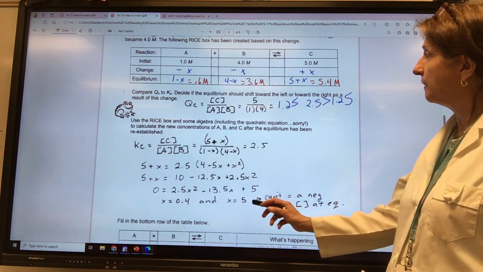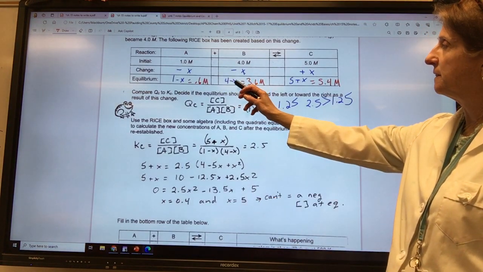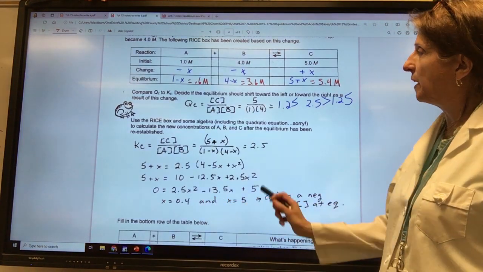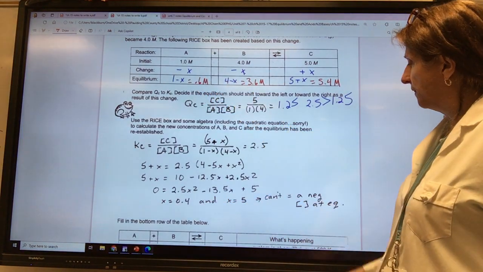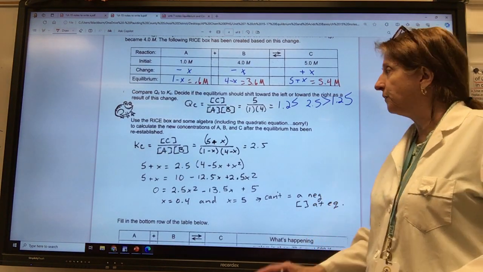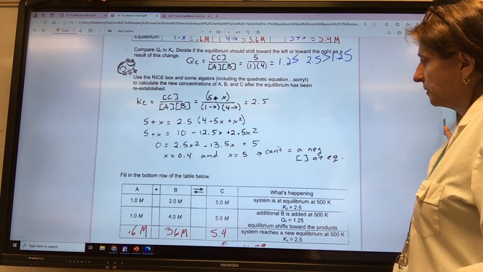So if we put back in 5, 4 minus 5 is negative 1, can't do it. So we know 0.04 is the right answer. We put it in, and then we can get our concentrations. So you see a little fancier way to do that. A little bit of fancy algebra there.